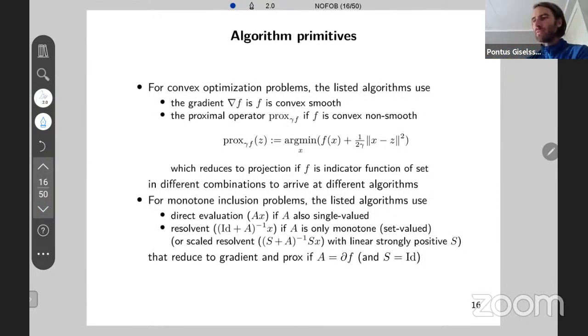So what are the primitives for convex optimization problems?